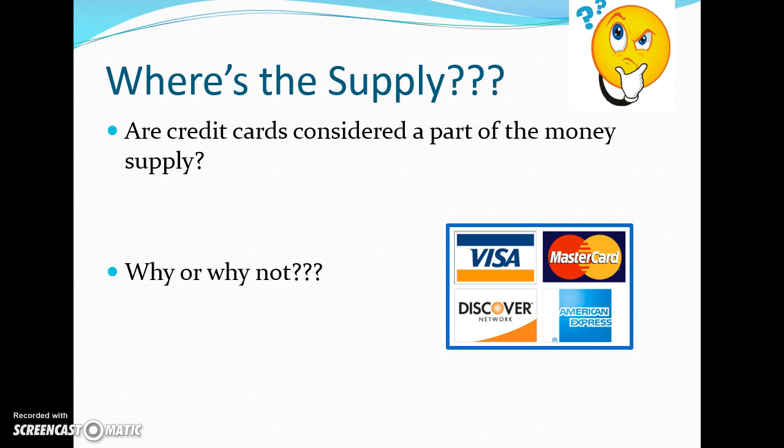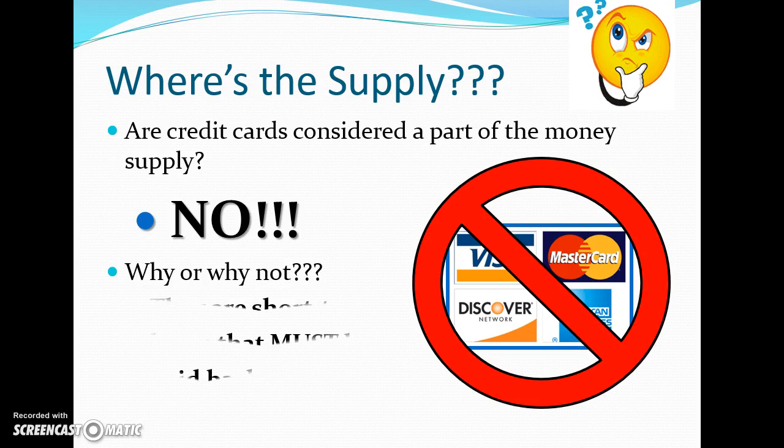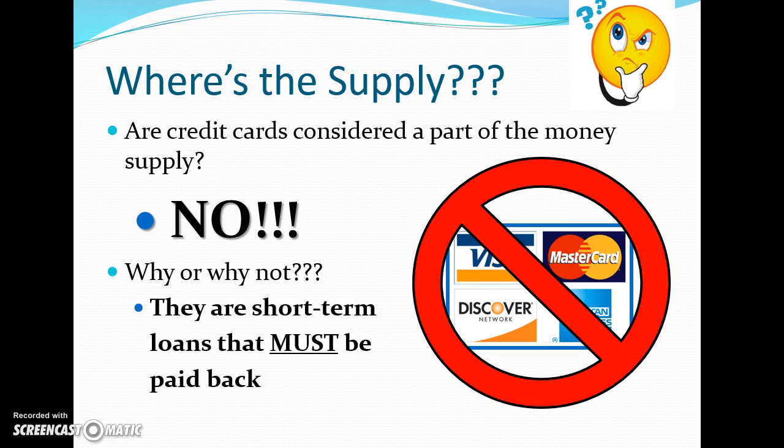The last thing is credit cards. Credit cards are not considered part of the money supply because they're not money. They're actually small loans given out to individuals. And so anytime you use a credit card is just a bank saying that we have pre-approved you to borrow money from us anytime you want up until this certain amount.